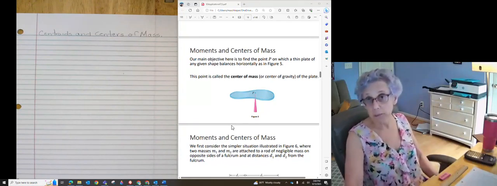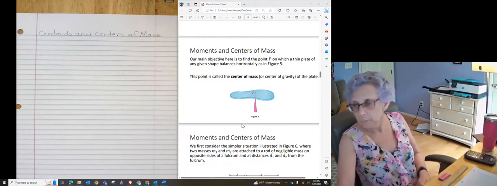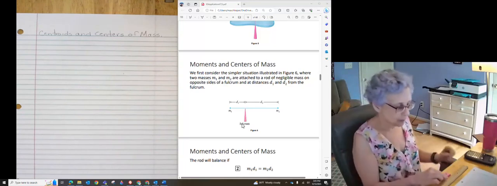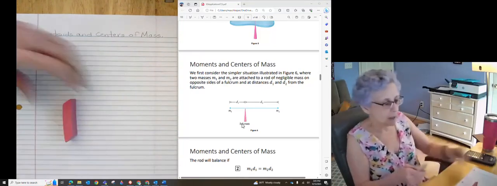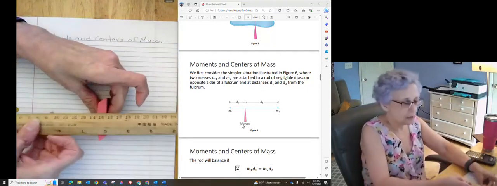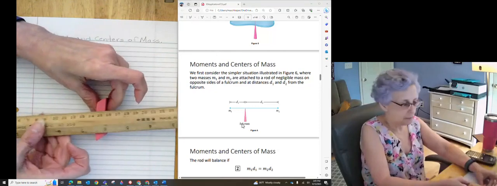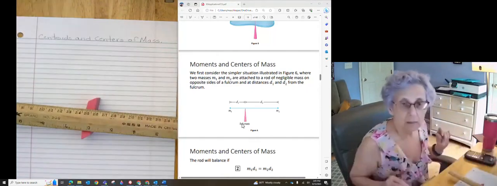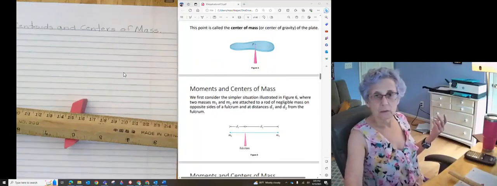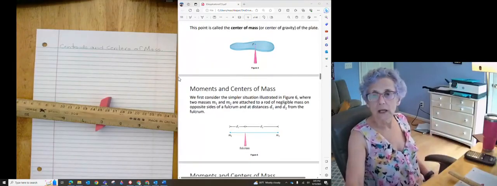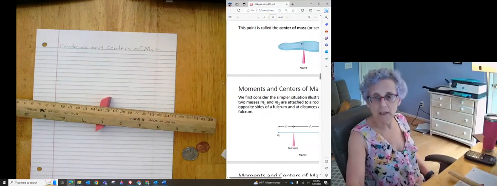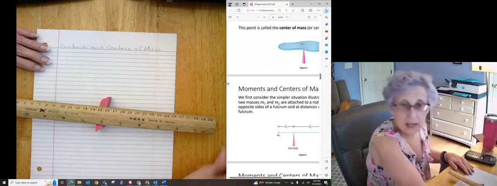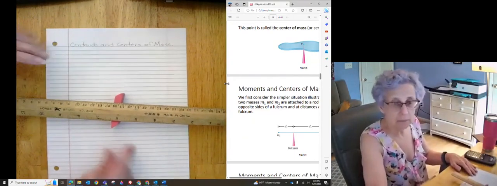So first we consider a simpler situation where you have something like a rod sitting on a fulcrum. So let's look at my rod, and this isn't of negligible weight, but it's what I could find. If I take my ruler, I can sit it here on my sideways eraser, and you can see that it balances when it's exactly in the center at 6 inches.